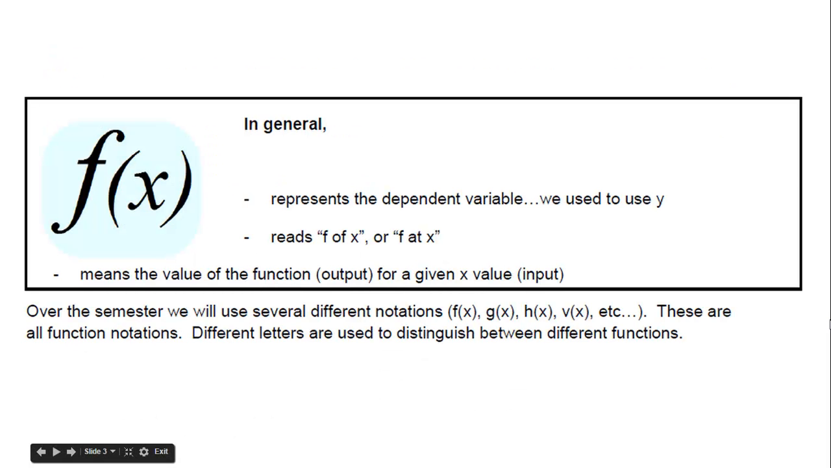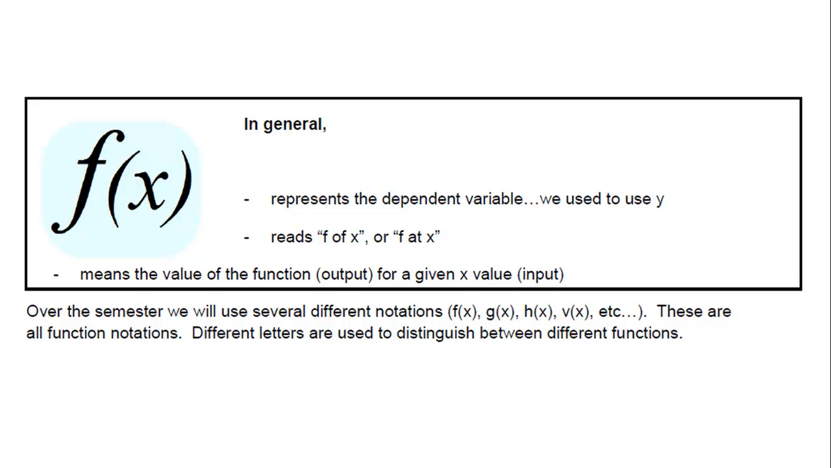In general, we see this. You don't have to write this down. It's in the notes. This represents the dependent variable. We used to use y. It reads f of x or f at x. And it emphasizes the input and the output, meaning the value of the function, the output for a given input. You can see the input x is inside. And that'll help us understand transformations as well.